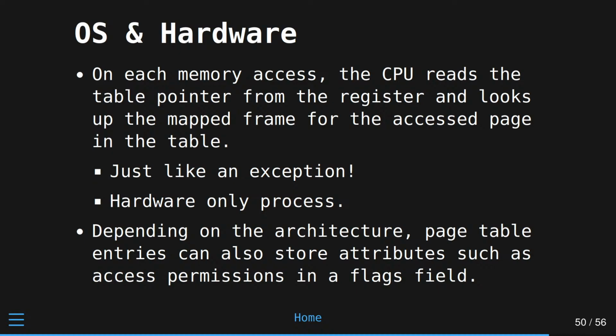This is identical to an exception. This is an interruption of normal execution in order for the OS to make sure something works. It is a hardware-only process once the CPU has written the correct page table address to the CR3. And then there are a series of architecture-specific features. Because the hardware is going to just be reading bits that are written by the OS, it is possible the hardware and the OS can have some agreement to support things like permission bits. So I say a flags field, read and write.